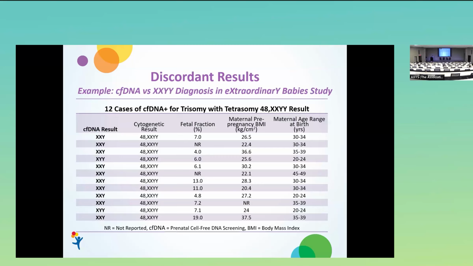We've also seen through the Extraordinary Babies study several cases of discordance. This is a table that was taken from a publication in which we had 12 cases where the prenatal cell-free DNA screening had identified a risk for having a trisomy such as XXY or XYY, and the family was counseled on that risk. However, diagnostic testing, either done prenatally or postnatally, confirmed a diagnosis of a tetrasomy. And in this case, it's 48 XXYY. Many of these children are actually being followed through our Extraordinary Babies study as well.